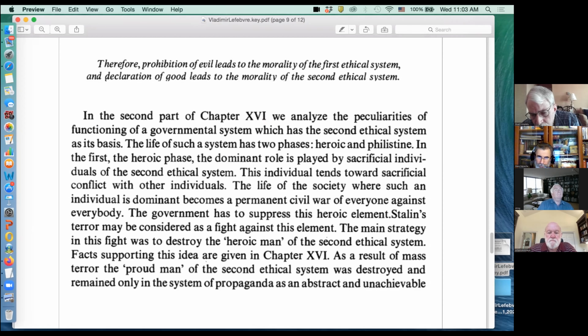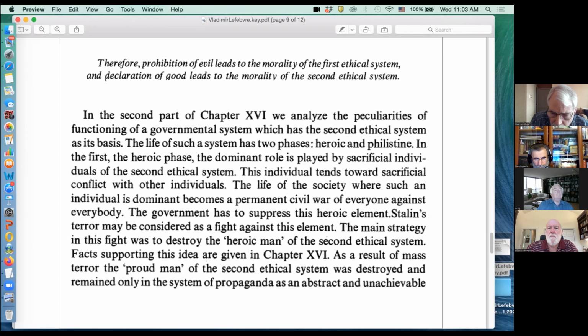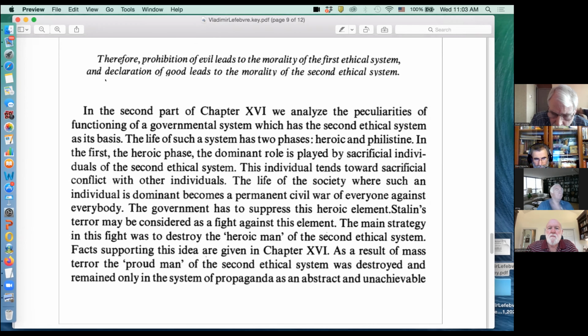As a result of mass terror, the proud man of the second ethical system was destroyed and remained only in the system of propaganda, abstractly. And it seems to me that we do see this very theme now in the relationship between the possibly heroic role in the Ukraine and the suppression role on the part of Russia. And perhaps a closer look at Lefebvre will help in understanding much of this.